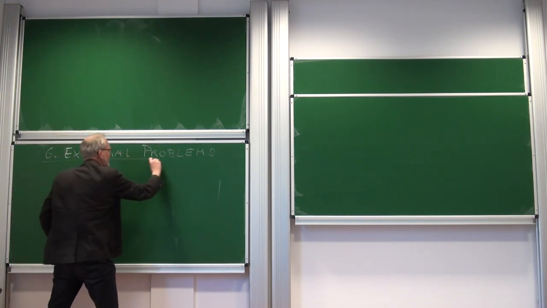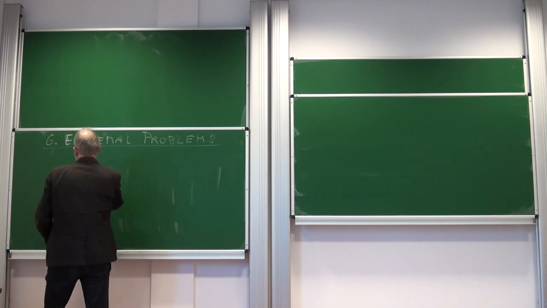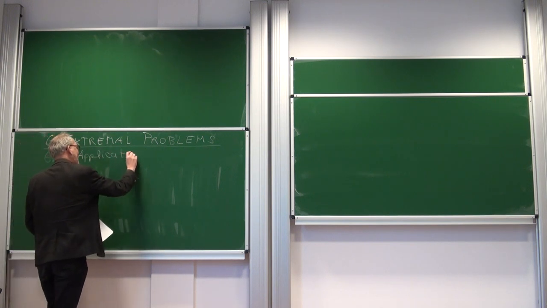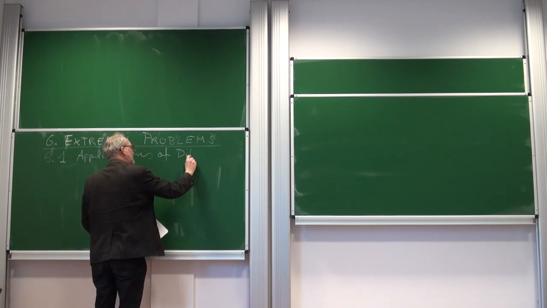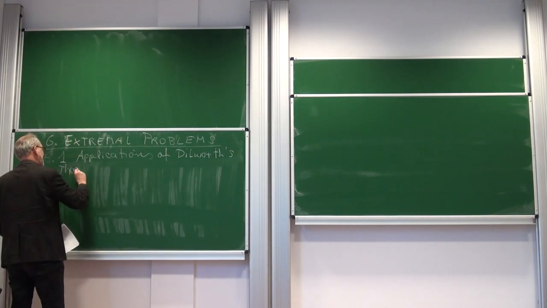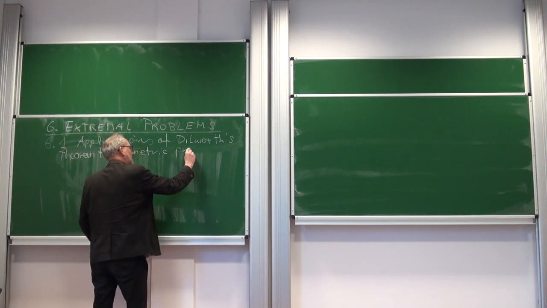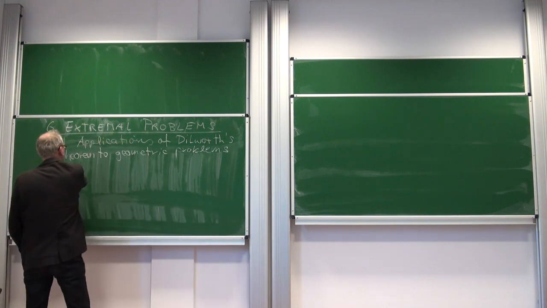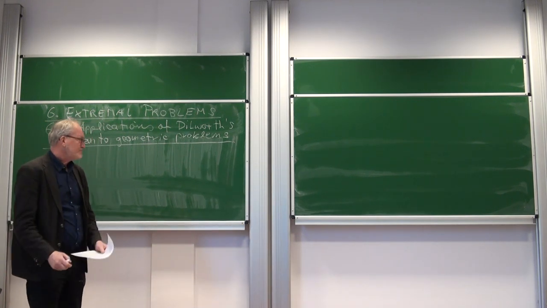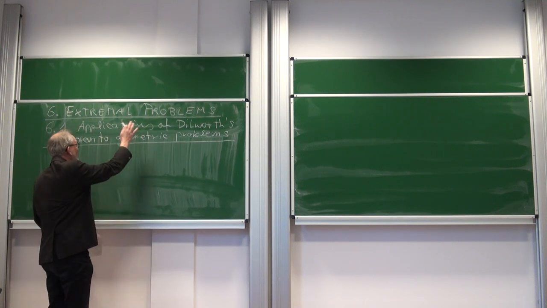So this chapter will be a collection of four independent things, and the first section here is about applications of Dilworth's theorem to geometric problems. So this is our topic, but we start with some considerations that are off from both of these.